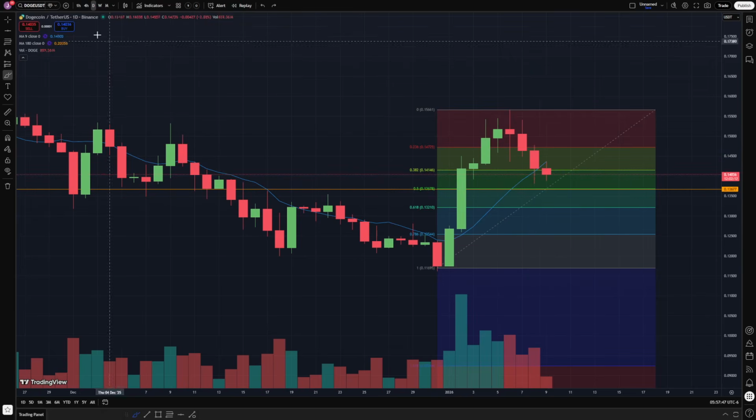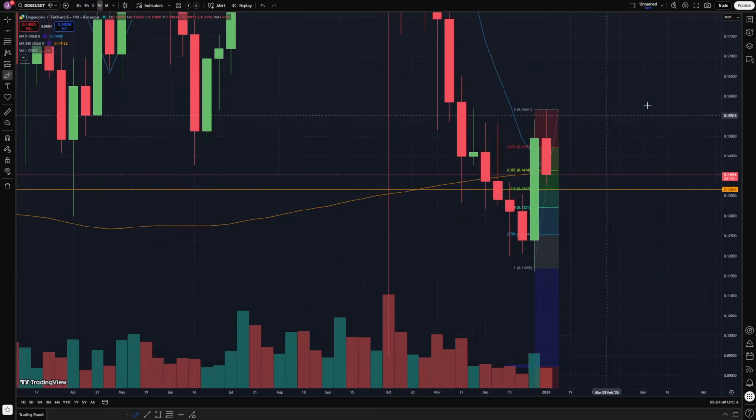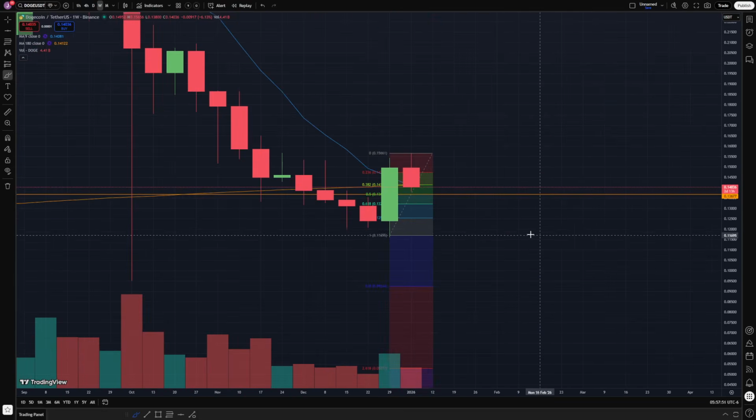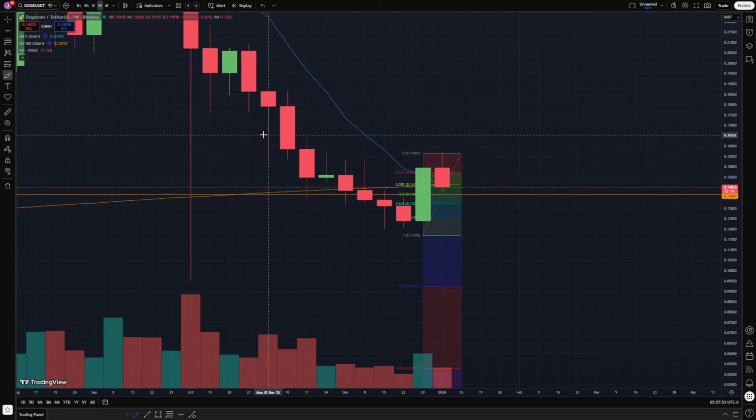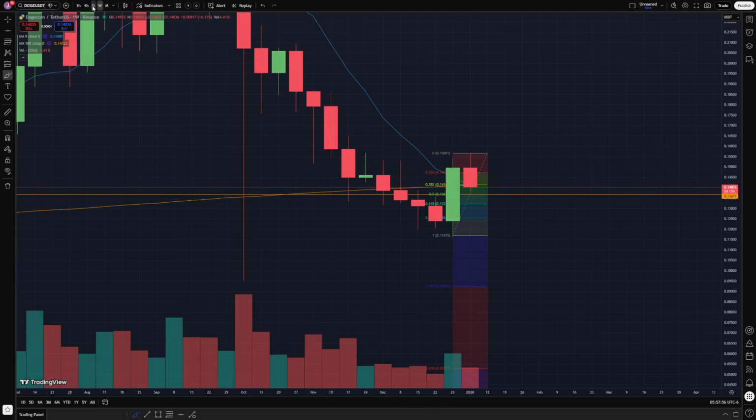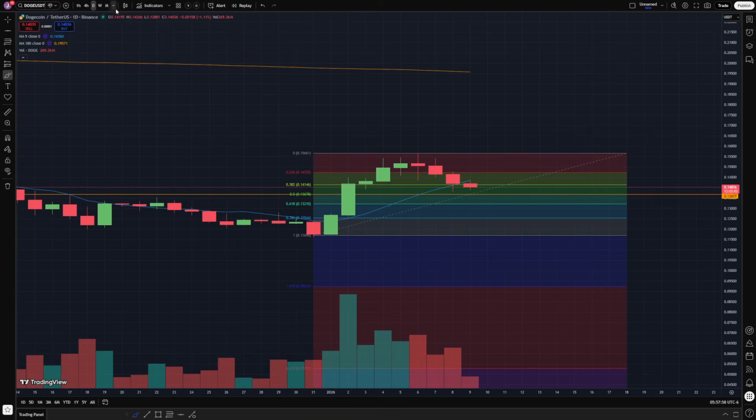Especially compared to like 4 hour and 1 hour or something like that. I mean, we could also look at weekly and monthly. Those are going to be stronger, but the daily will give you a preview of those ones I think.